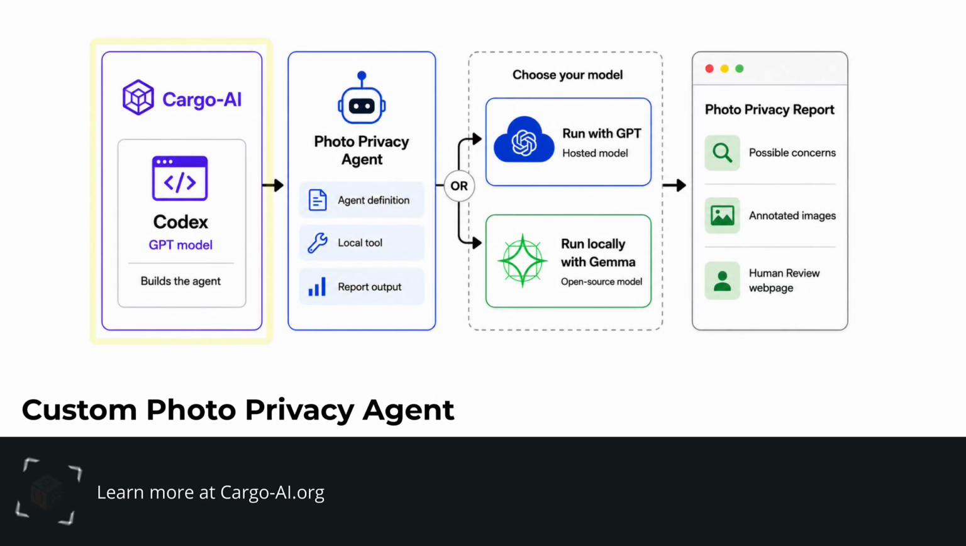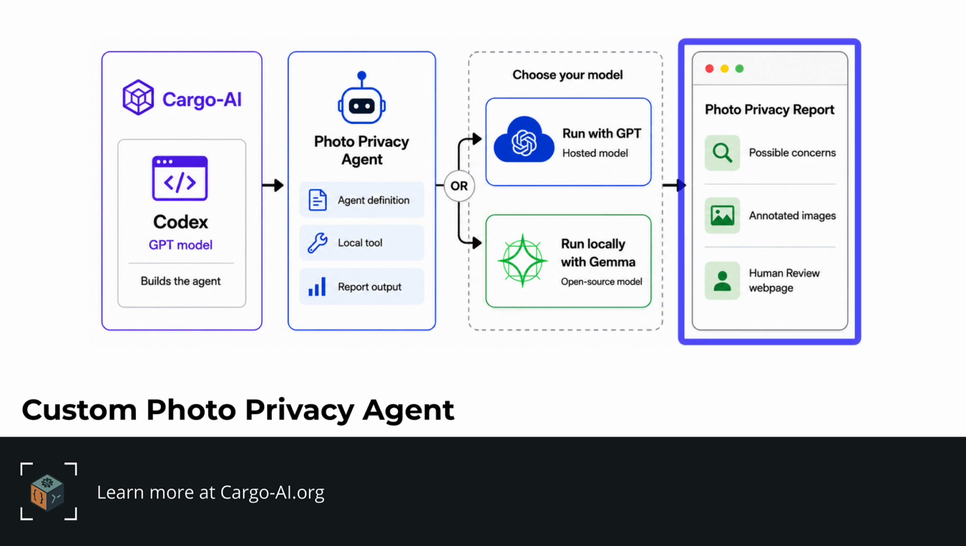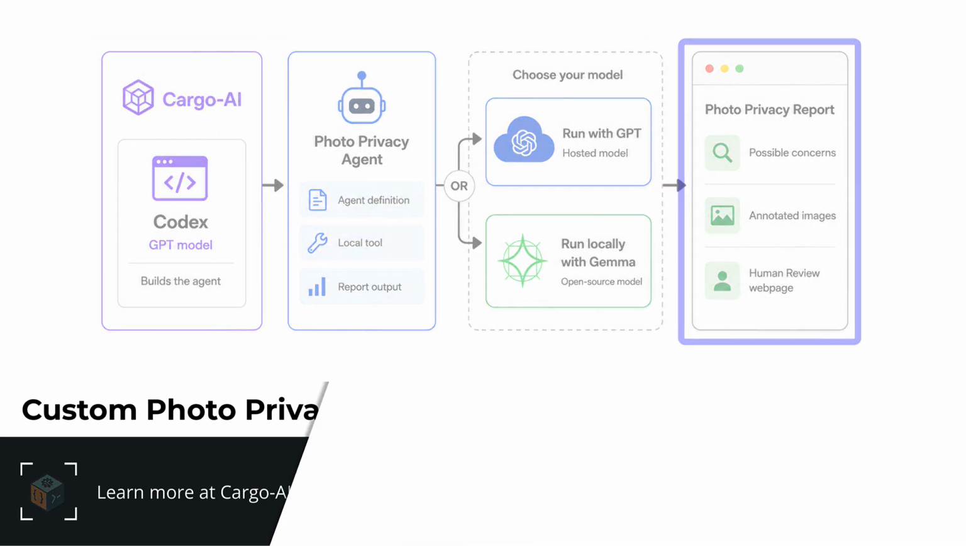Now let's take a step back and look at the workflow. Codex creates the Cargo AI privacy agent. That agent reviews photos, flags possible concerns, and creates a report. Then we can run that agent in two ways. First, with GPT as the hosted model, then locally with Google's open source Gemma model. Either way, Cargo AI produces the same kind of output, a local photo privacy report with possible concerns, annotated images, and a web page for human review.